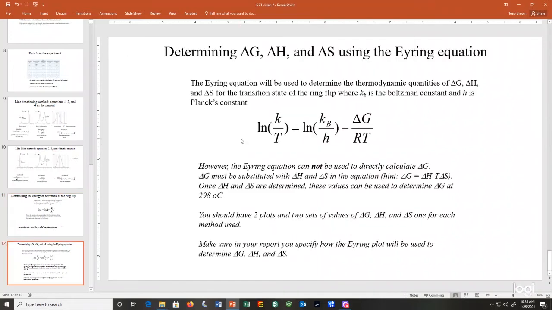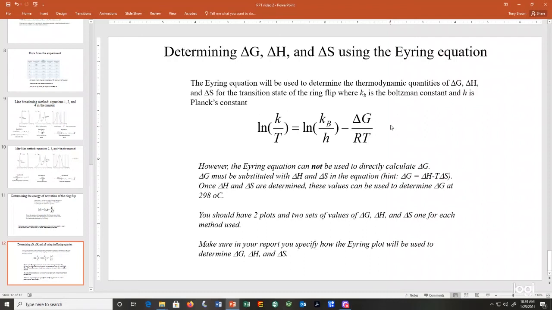The Eyring equation will be used to determine the thermodynamic quantities of delta G, delta H, and delta S for the transition state of the ring flip, where Kb is the Boltzmann constant and H is Planck's constant. So in this case, ln K over T is going to be our Y value, and 1 over T is still going to be our X value. However, the Eyring equation cannot be used to directly calculate delta G. Delta G must be substituted with delta H and delta S in the equation.